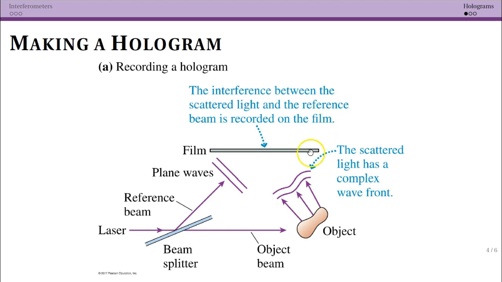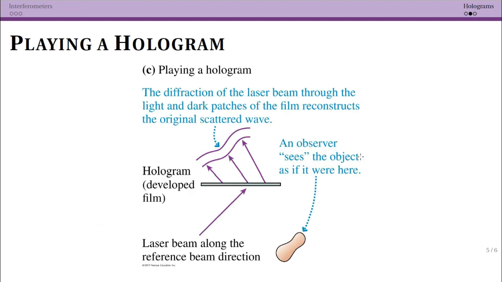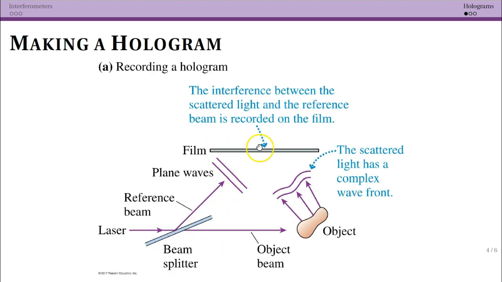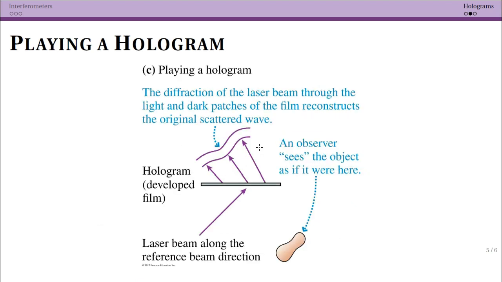So the record itself is this film which has the interference pattern in it that's been made this way. So to play the hologram back, to see the picture, you shine the laser beam along the reference beam direction, right? So the reference beam had a specific direction, and that's important. The laser beam is shined along that direction. It lights up the hologram, so this is like a piece of plastic, the film now, and then you look at the film and it looks like there's a three-dimensional object behind it.